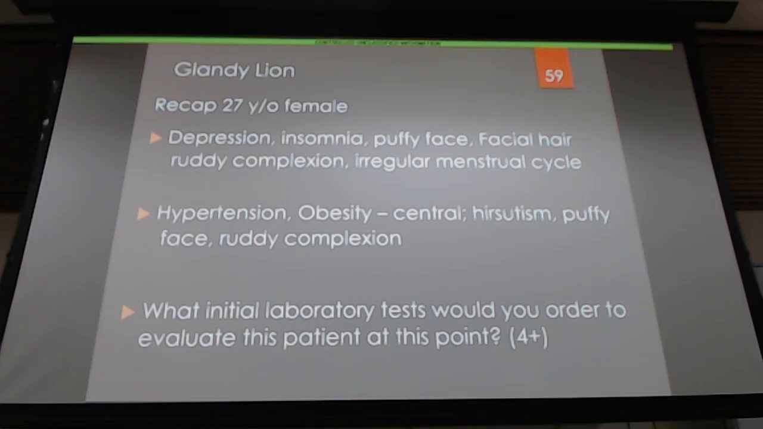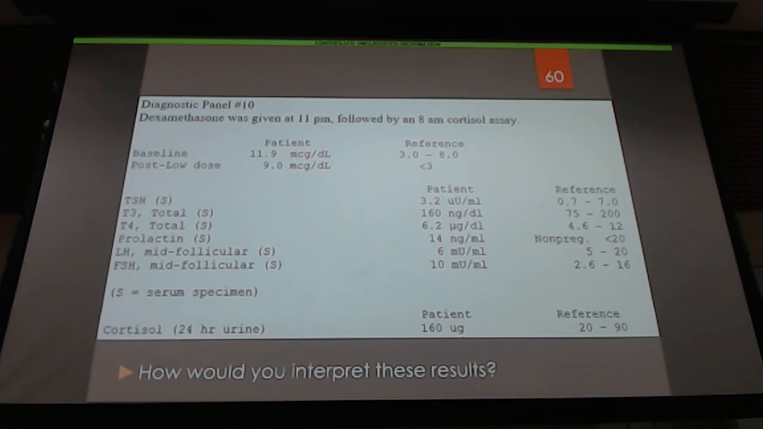Maybe prolactin. She's not clearly having galactorrhea, but she's having weird menstrual cycles, the depression, things like that. So I'd probably throw in the prolactin, and extra credit FSH, I would call this. All right, so here are the labs that you ordered, and you say, okay, great, you guys are great.